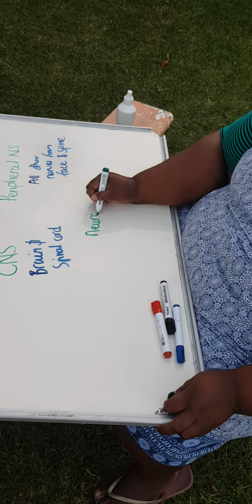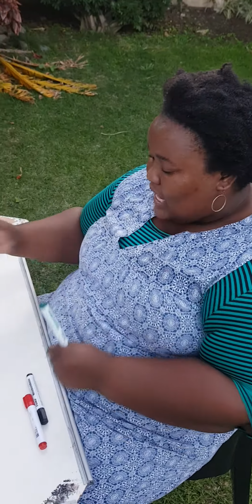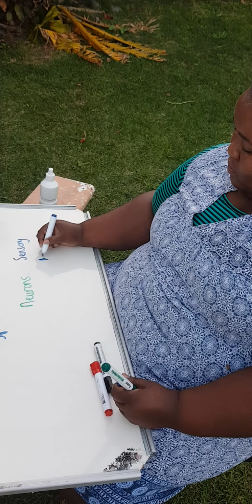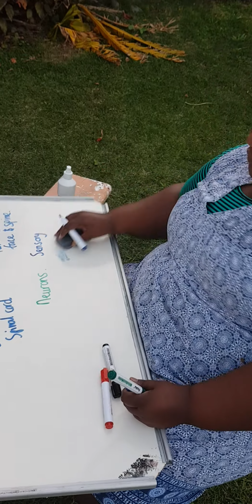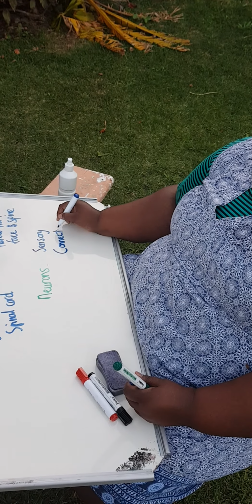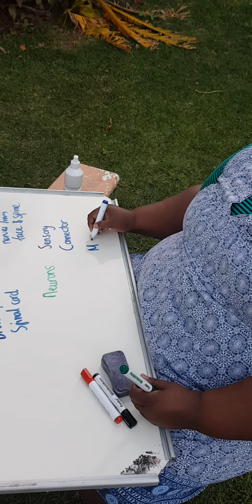Okay, so let's look at how the nervous system functions. The nervous system is made up of neurons. We are in grade 10. In neurons, we've got three different types: sensory neurons, a connector neuron, and then motor neurons.